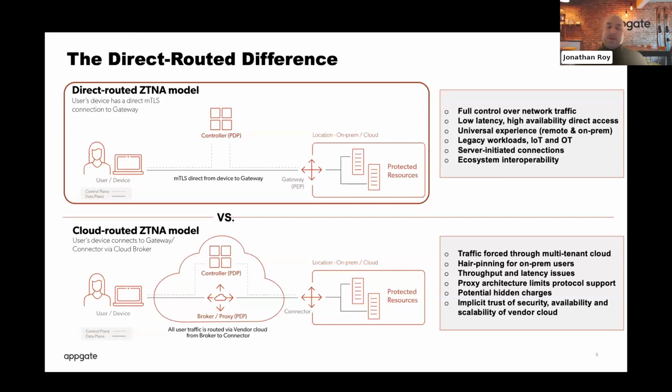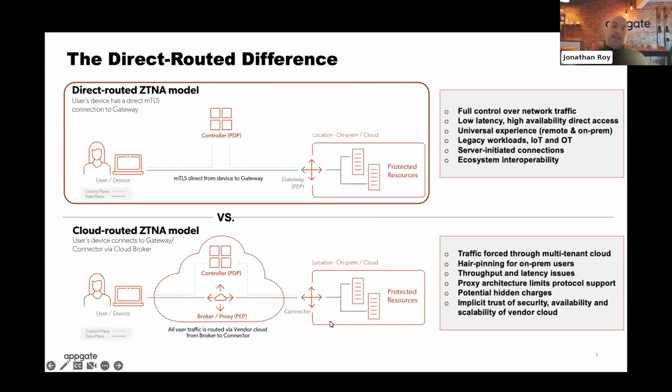So at the top here, we're depicting AppGate's direct routed approach. We have the same components under the covers. We have a controller, which is where we write our policies and decide, given this type of user with this type of device, this is the type of resources they should have access to. We both have the same type of policy enforcement point that lives on the data center side or cloud side, depicted here with the gateway or the connector.